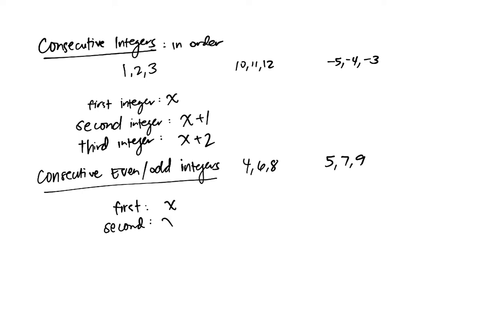So the second will be x plus 2. And for the third, x plus 4. We skip another 2 added to that. So these are the basic ones. These are important to note, remember. So this and this. And we'll get into these word problems using this in the next page.